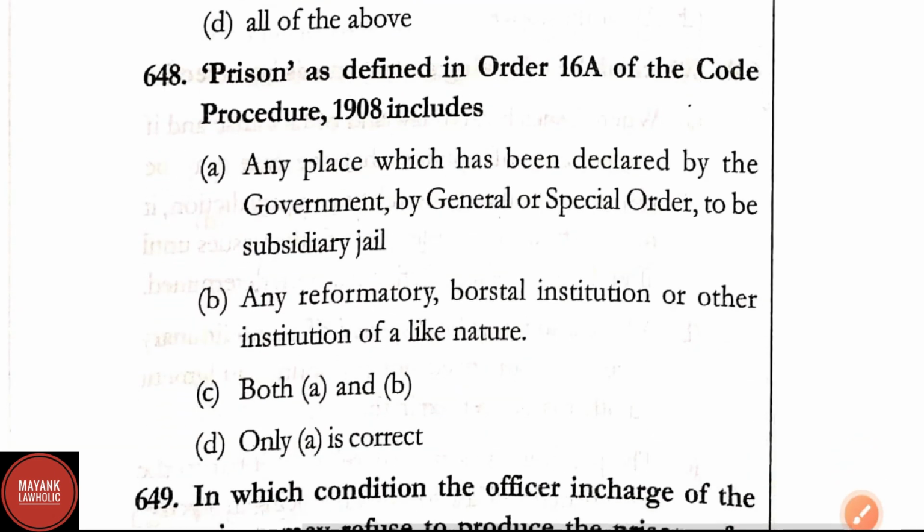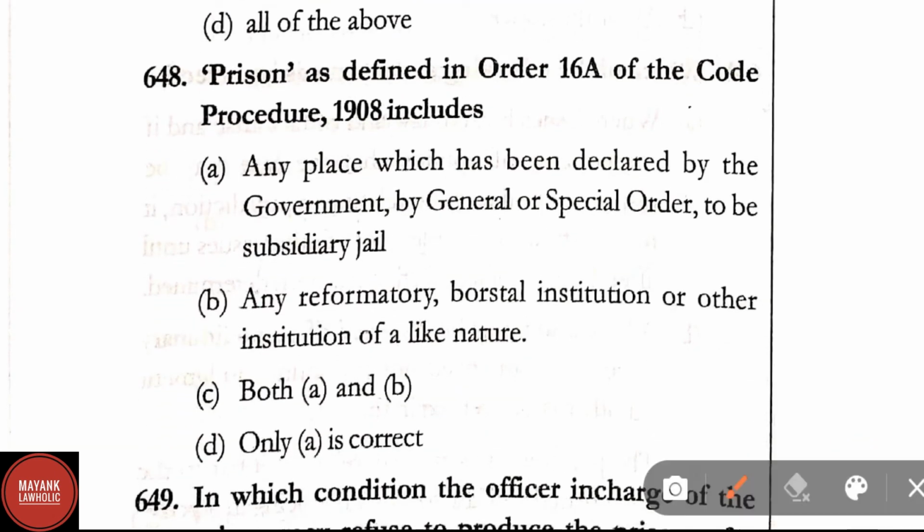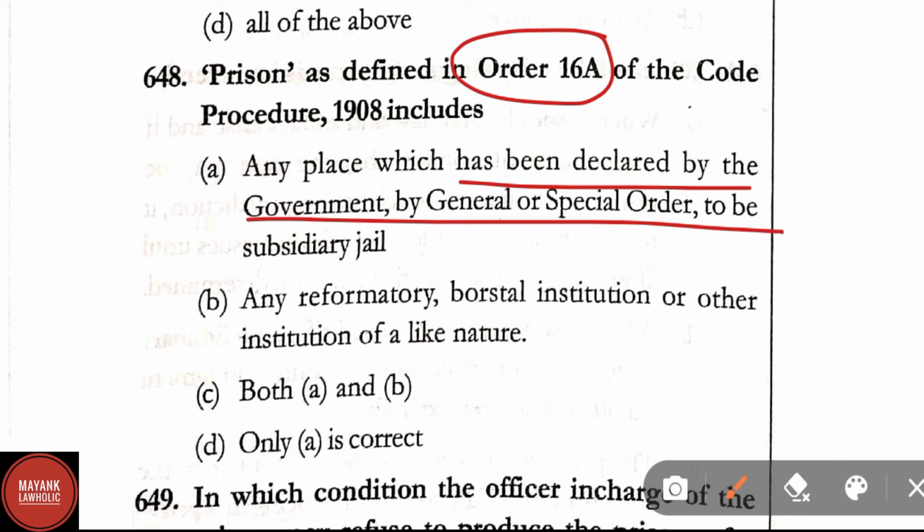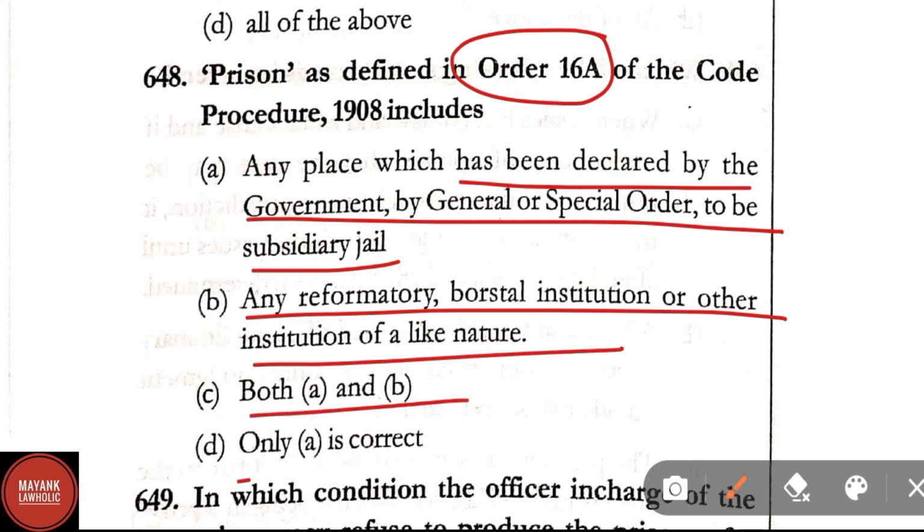Question number 648. Prison is defined in Order 16A of the CPC includes any place which has been declared by the government or by general or special order to be subsidiary jail. B, any reformatory, Borstal institution or other institution of like nature. C, both A and B, and option D only A is correct. Here correct answer is option C, that is both A and B.